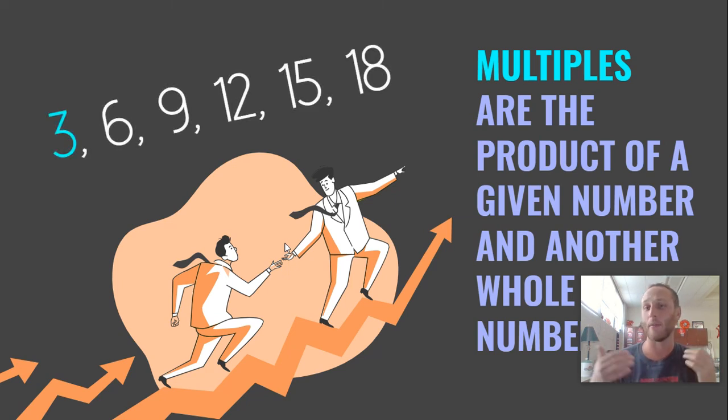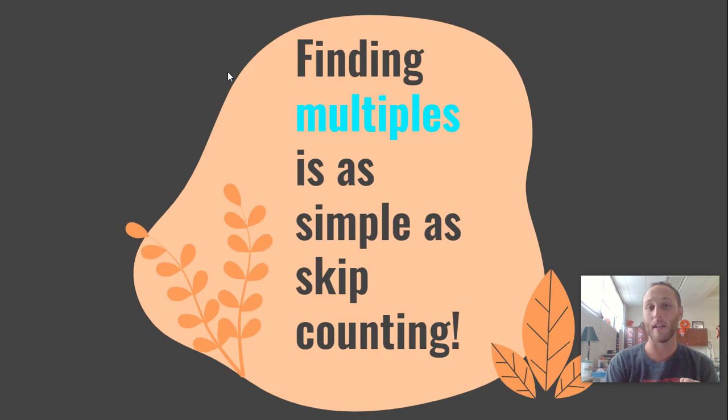So multiples, if I were to find the multiples of 3, you see I put 3 here in blue. The multiples of 3, I'm just basically skip counting. So 3, 6, 9, 12, 15, 18. So I would do 3 times 2 is going to give me 6, 3 times 3 is going to give me 9, 3 times 4 is going to give me 12, and I can keep going and going and going. So finding multiples is as simple as skip counting.